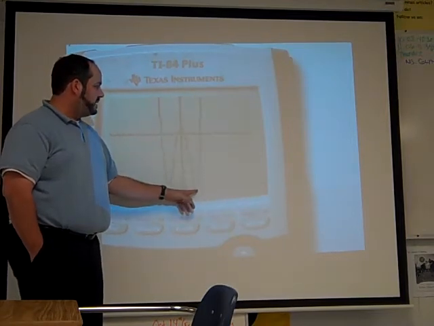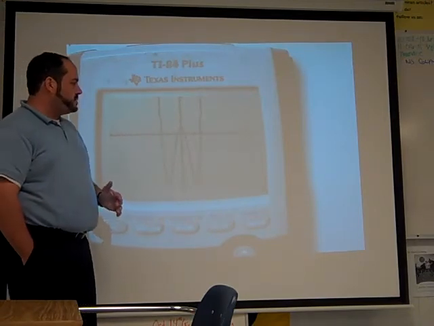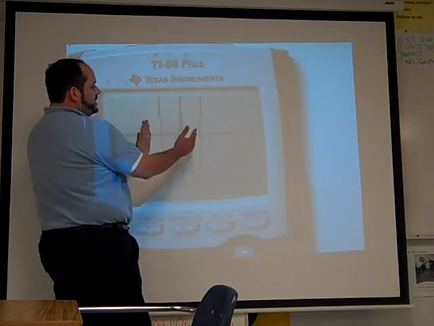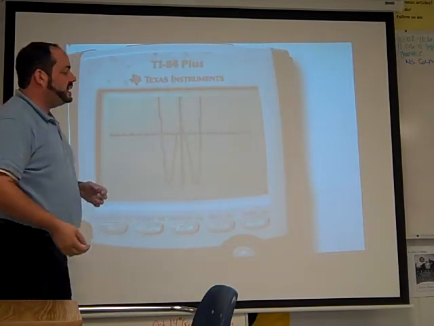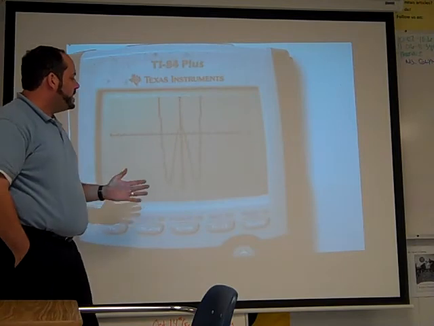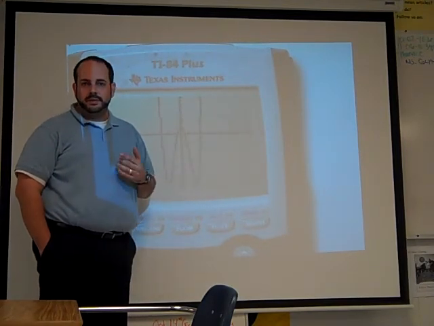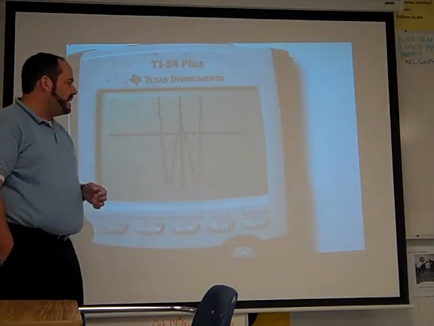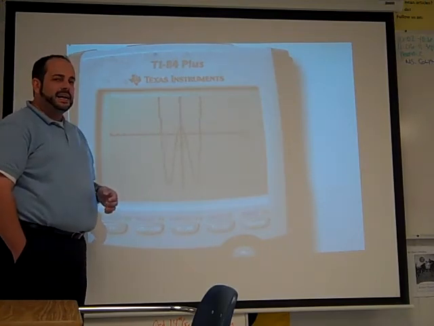Relative max, relative mins. But if I wanted to have a conversation about absolute max, what is the absolute highest point on the graph? Well, this graph extends forever in both directions. It heads off to infinity. So some textbooks would say there is no absolute maximum. It just goes on forever and ever and ever. Some books say the absolute maximum is positive infinity. Great. What I want to do is talk about absolute extrema, so absolute max and absolute mins on an interval.